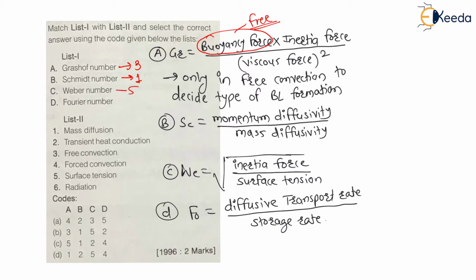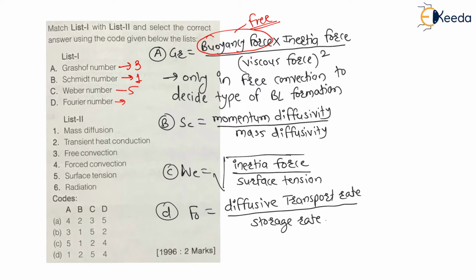With C, option 5. And my dear students, the Fourier number, this is very simple. We have seen it in transient heat conduction. In case of transient heat conduction, we have used the Fourier number and Biot number. And this Fourier number is nothing but diffusive transport rate divided by storage rate. This is called the Fourier number, right?